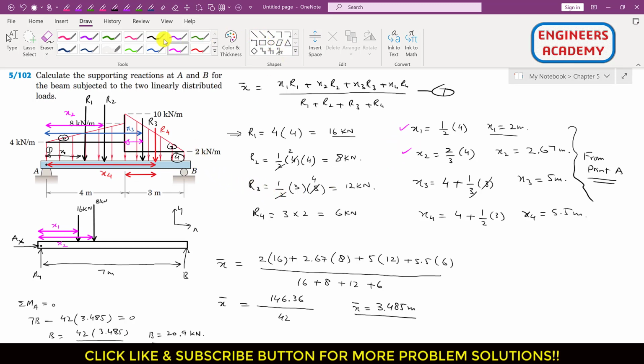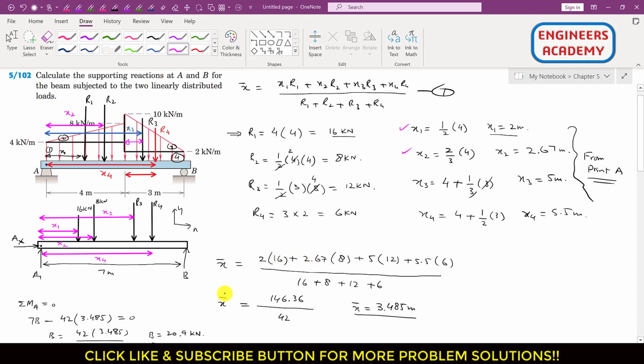Similarly, R3 is at a distance of 5 meters, right? So it is somewhere here. This is that R3, and it is at a distance of x3, right? This is that x3, and similarly R4 is at a distance of 5.5 meters, right? So it is somewhere here, right? This is R4 and its distance from that point A is x4, which is 5.5, right? So let me write here. So this is x4, right?